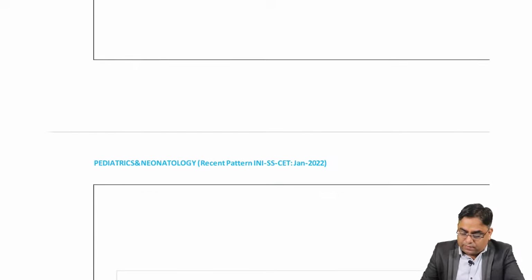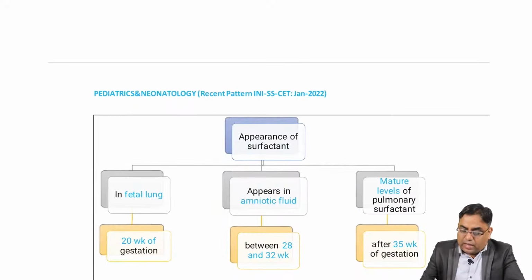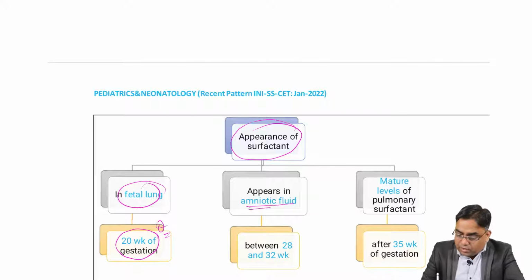Now the next question asked is the appearance of surfactant. In the fetal lung, the surfactant appears at 20 weeks of gestation, appears in the amniotic fluid at 28 to 32 weeks, and the mature level of pulmonary surfactant is after 35 weeks. So 3 MCQs: fetal lung 20 weeks, amniotic fluid 28 to 30 weeks, and mature level 35 weeks.